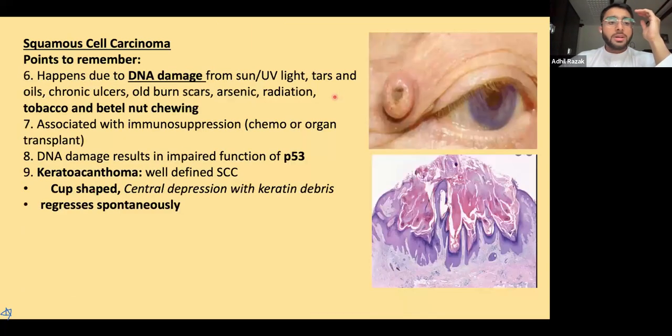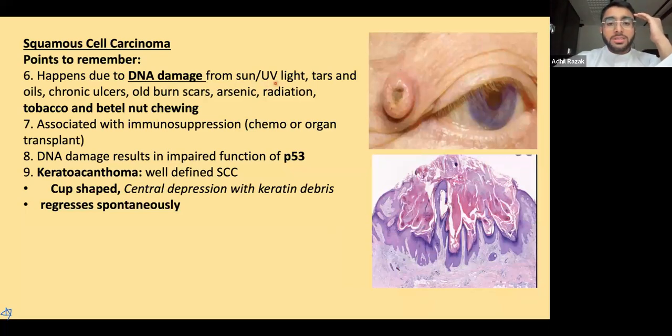A little bit more on it. It happens due to DNA damage from sun or UV exposure, tars, oils, chronic ulcers, or burn scars. If you have an old burn scar, it could lead to squamous cell carcinoma. It is a risk factor. Tobacco and betel nut chewing. Tobacco, once again, huge risk for any sort of squamous cell carcinoma. Arsenic, radiation.